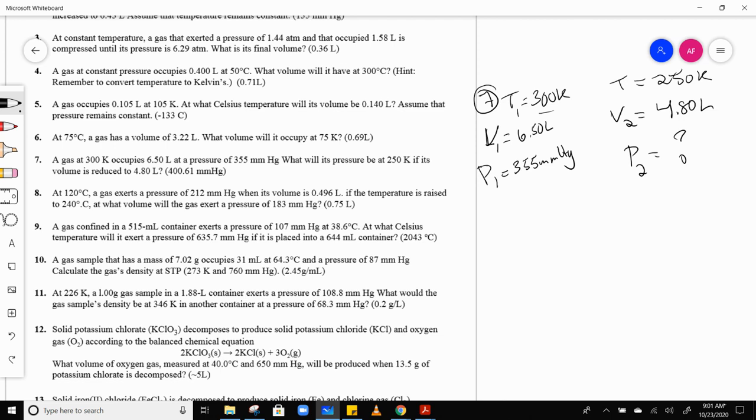Oh, they were so nice. They gave us Kelvin temperature. We don't have to convert anything. So this one is the whole combined gas law. P1 V1 over T1 equals P2 V2 over T2. So P1 is 355. V1 is 6.5. And then T1 is 300. And then P2, we don't know. We're solving for that. V2 is 4.8.